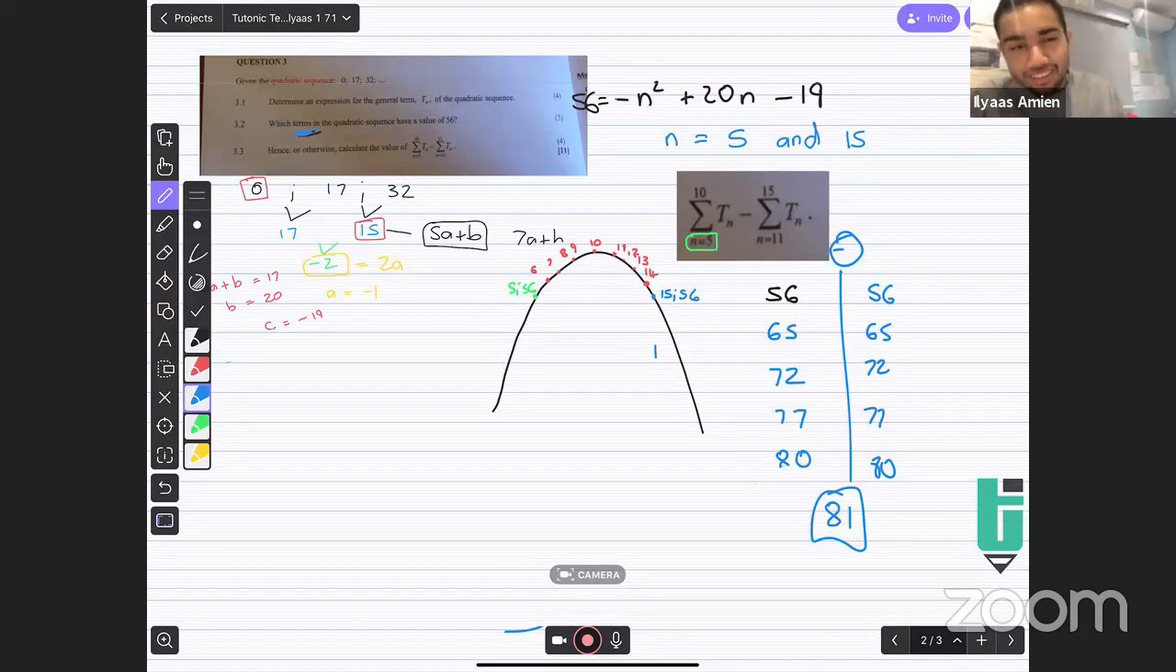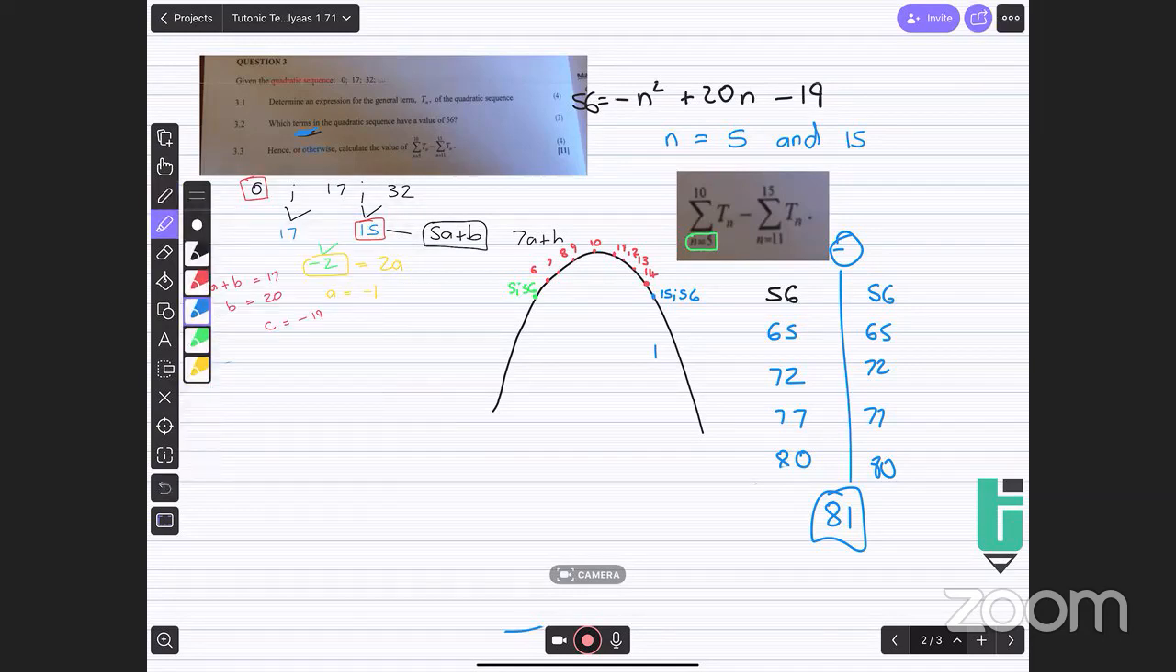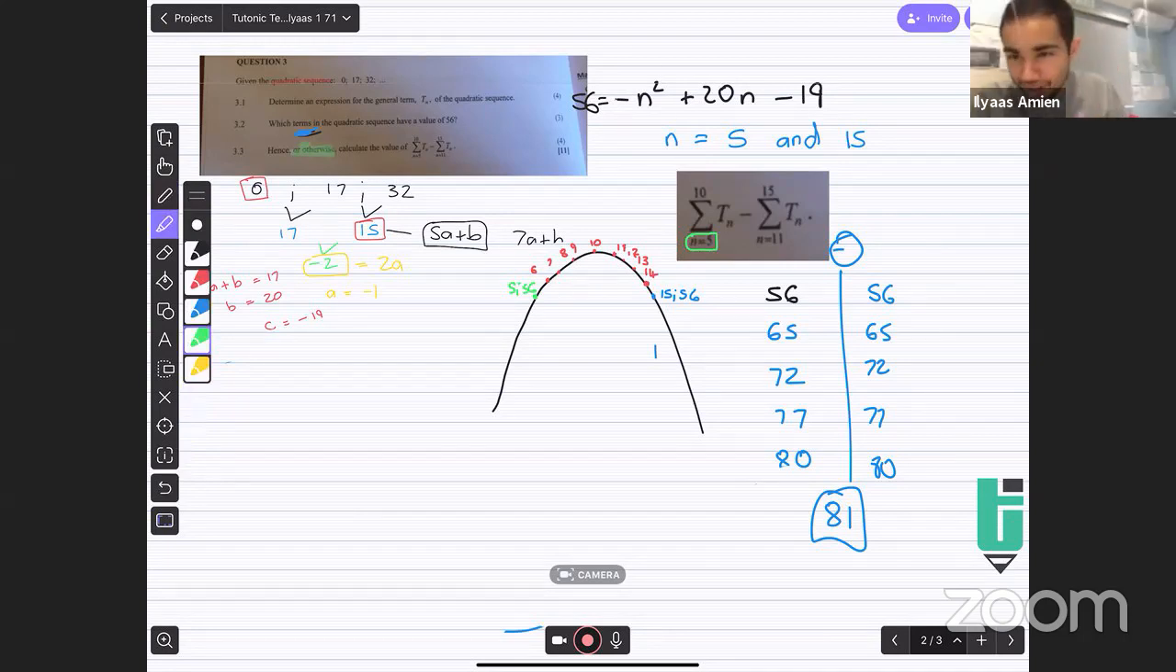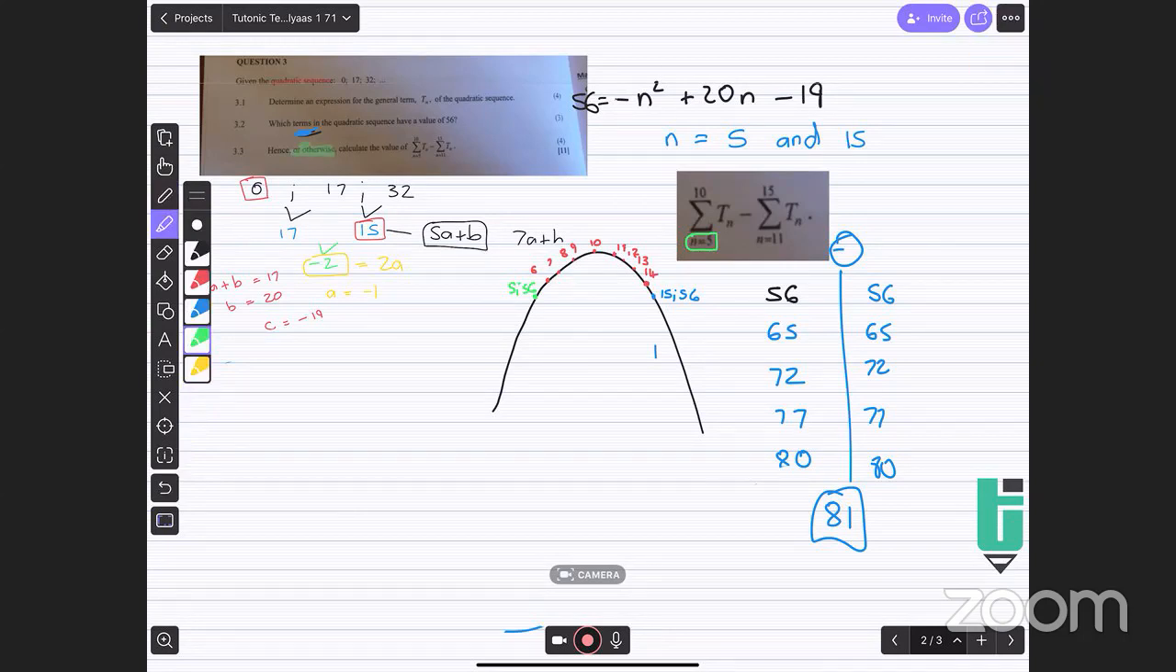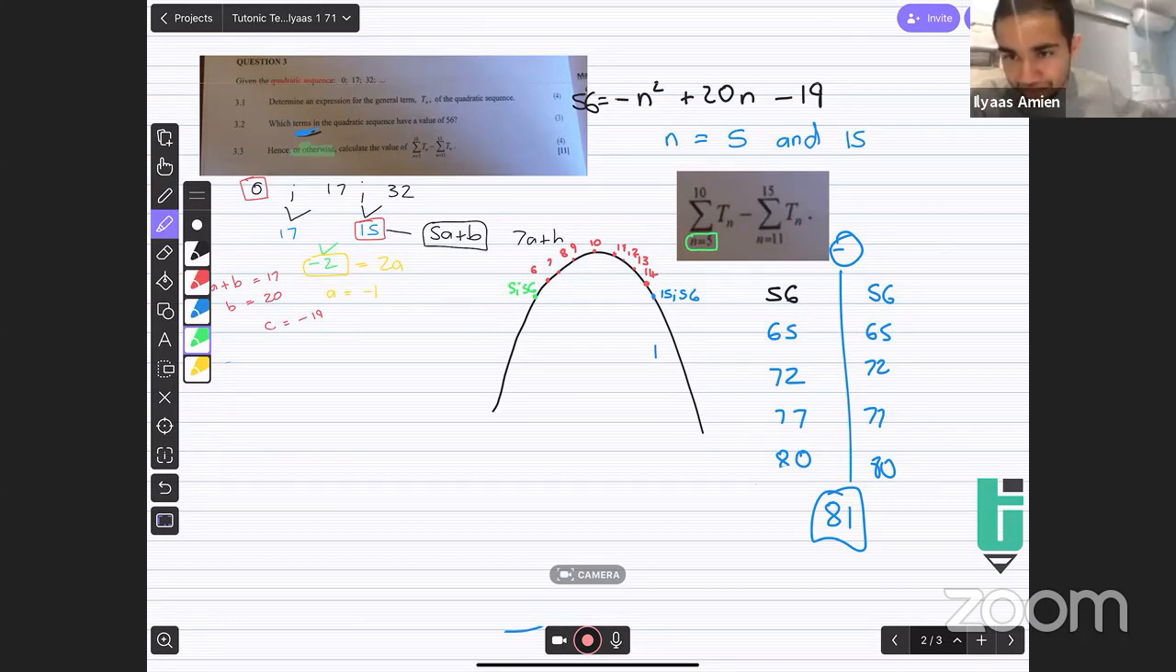Look, the thing is, they say hence or otherwise. So it's not like there's only one way to do it, right? You can do it this way, but I'm just trying to show you that when they say hence, that tells you that there is a way to do it using the previous answer. And the way is this way. You see?